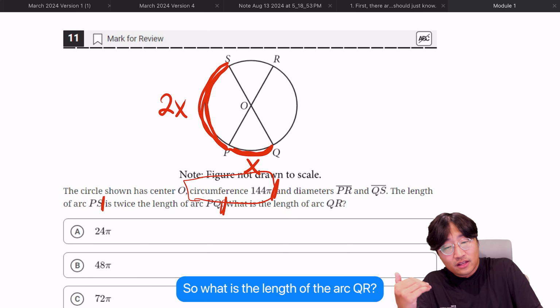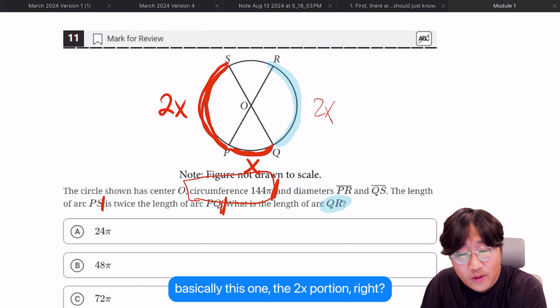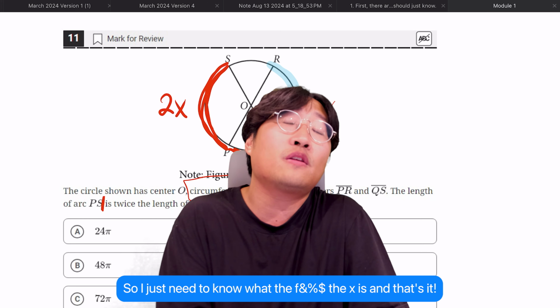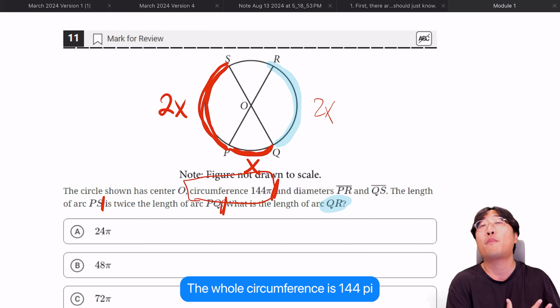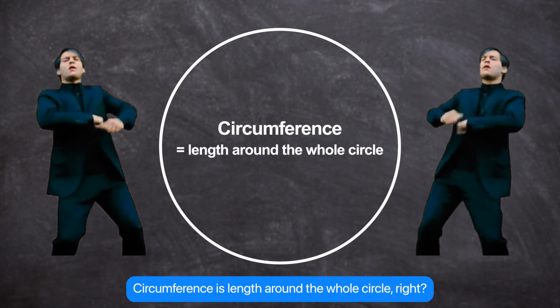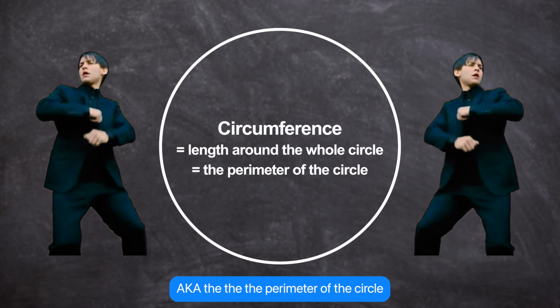So what is the length of the arc QR? If you look at QR, broskies, QR is basically this one, the 2x portion, right? So I just need to know what the x is, and that's it. What did they just say? The whole circumference is 144 pi. What is a circumference? Circumference is the length around the whole circle, right? AKA the perimeter of the circle.